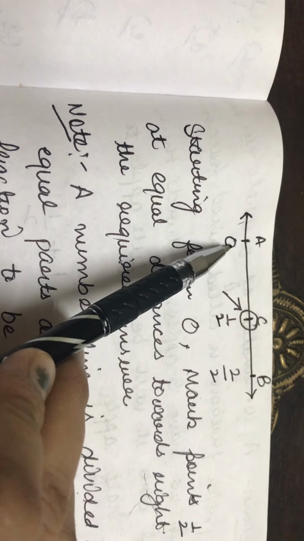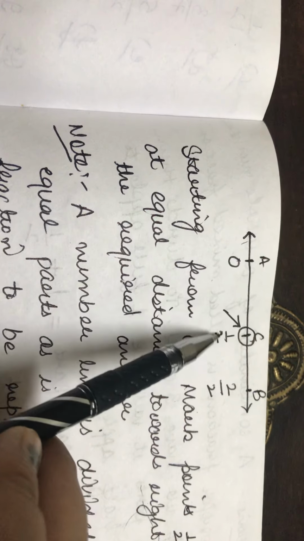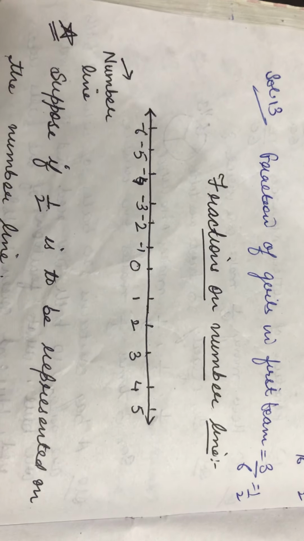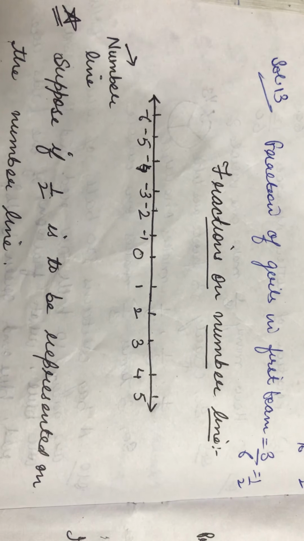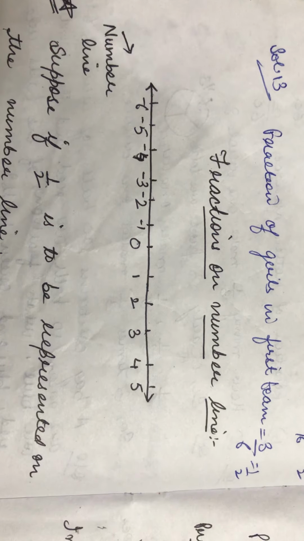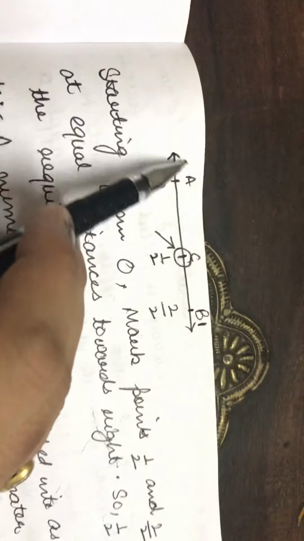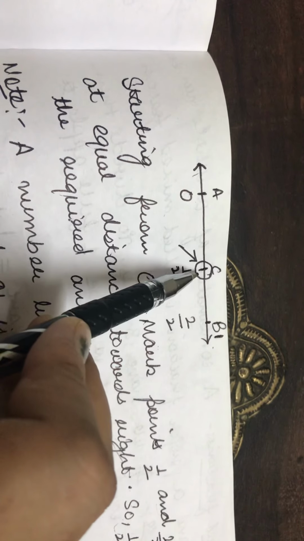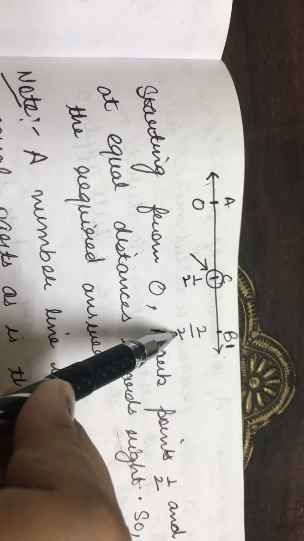Firstly, I will mark 0. As the fraction is 1 by 2, having 2 in the denominator, whatever the denominator is, we will divide it into that many parts. So we have 2 in the denominator, it means I have to divide from 0 to 1 into 2 parts. So 0 and B point is 1. Then the first part is 1 by 2 and the second part is 2 by 2.